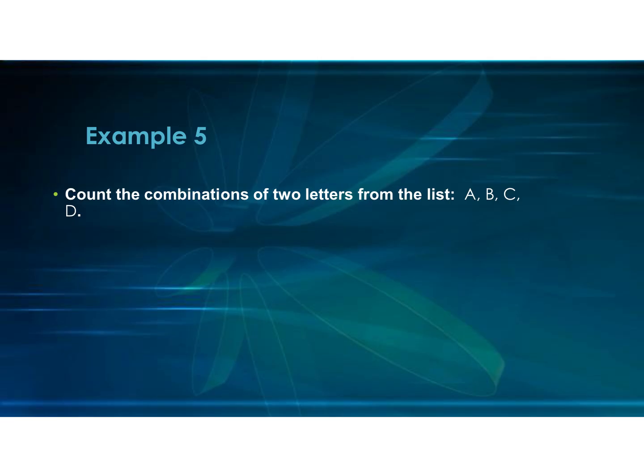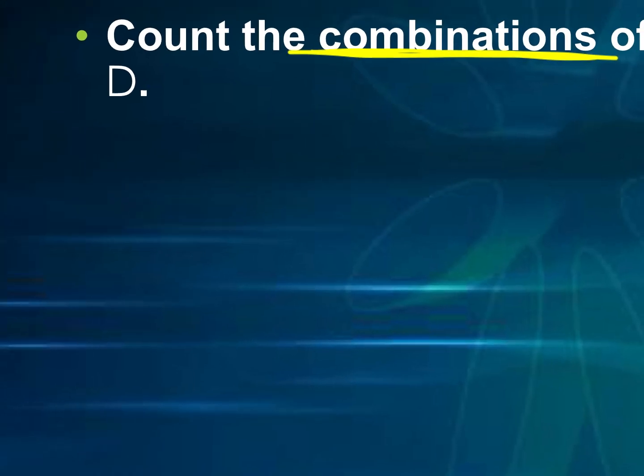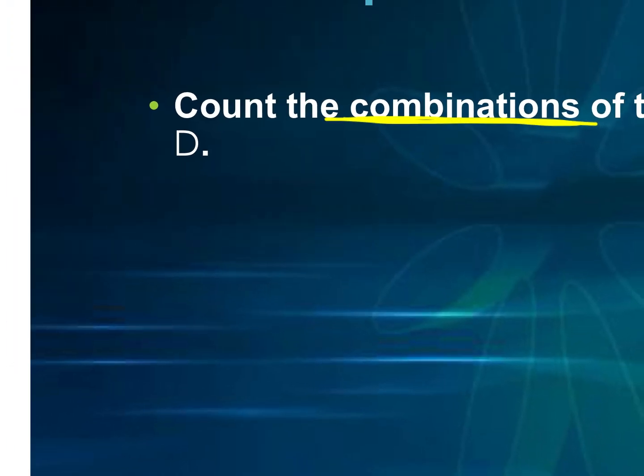letters from the list ABC. This one does tell me that it is a combination. It specifically says combination, but just as a refresher, I'm going to solve it as a permutation first, so we can get that practice.